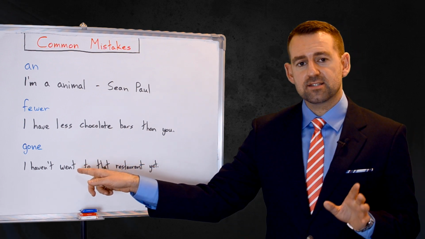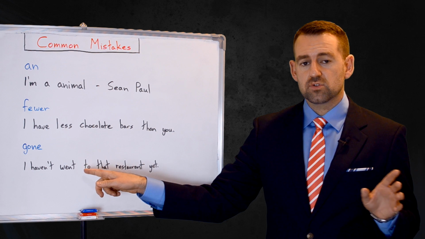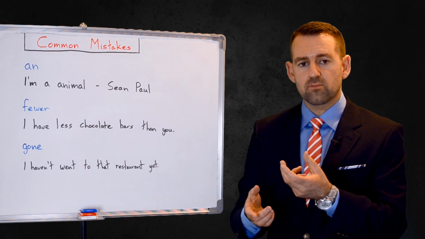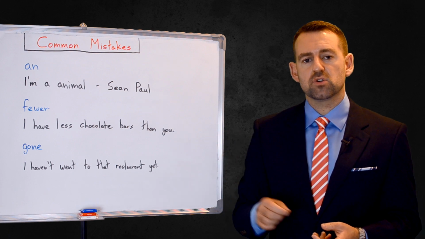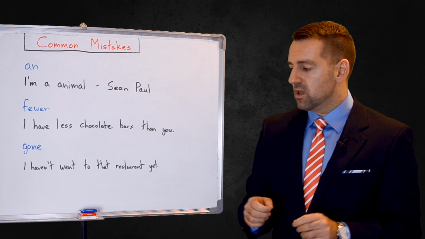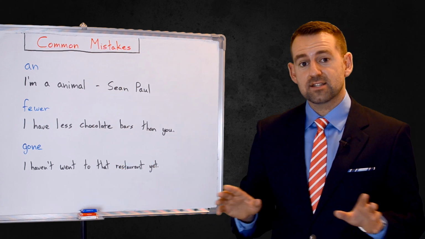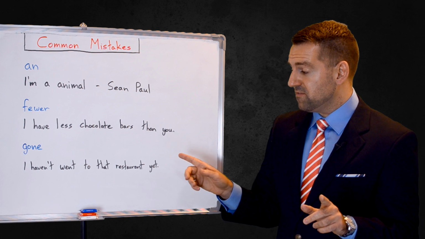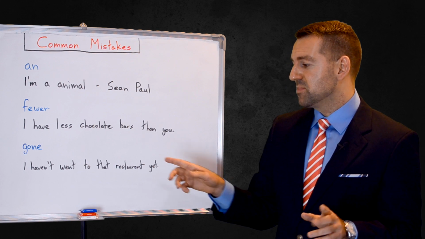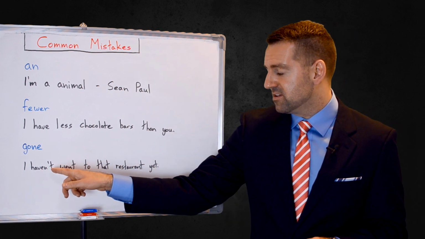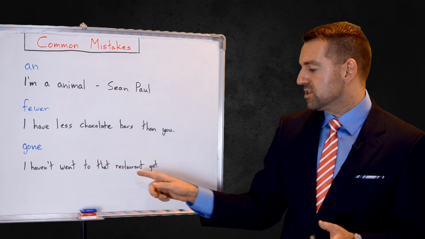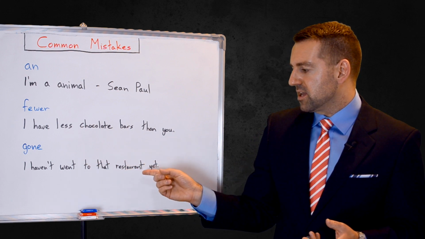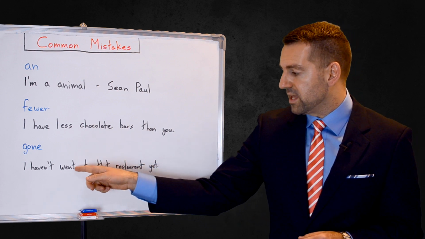Went is a past tense verb. So if we're talking about the past tense, we use the verb went. I went to the restaurant yesterday. That's good. But this sentence isn't past tense. It's present perfect tense. Okay, because we have the word have. I haven't gone to that restaurant yet. Or you could say, I haven't been to that restaurant yet. But you can't say went.